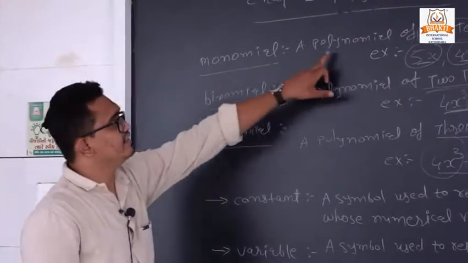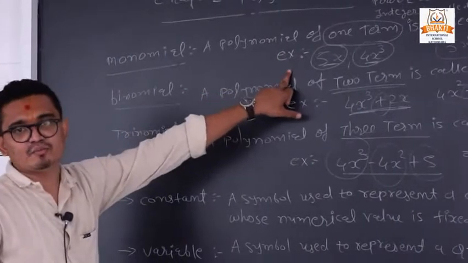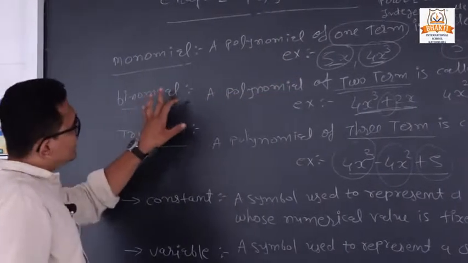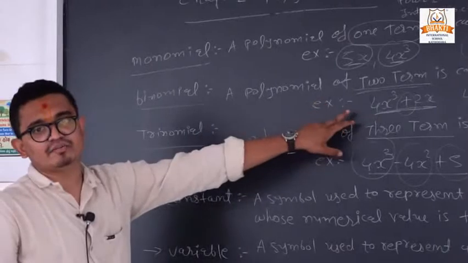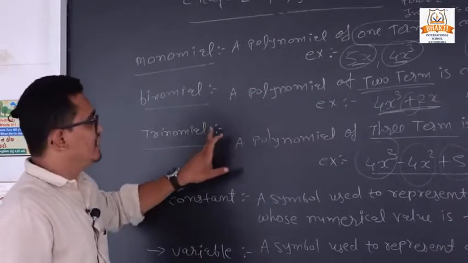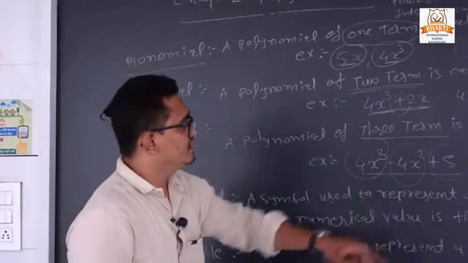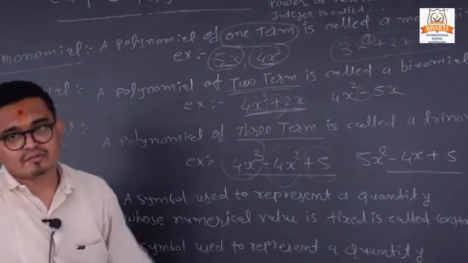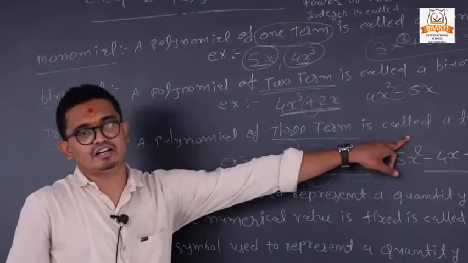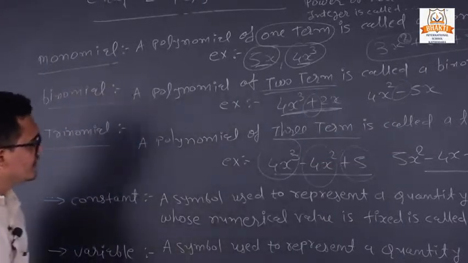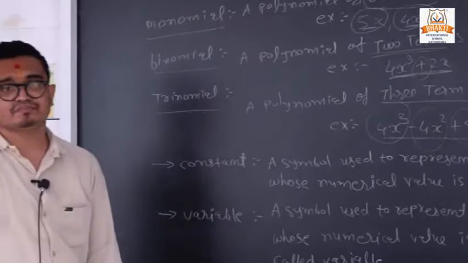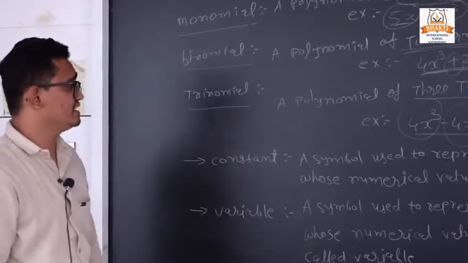So now we can differentiate between monomial, binomial and trinomial. If a polynomial has only one single term, it is called a monomial. If it has two terms, it is called a binomial. And if it has three terms, it is called a trinomial.